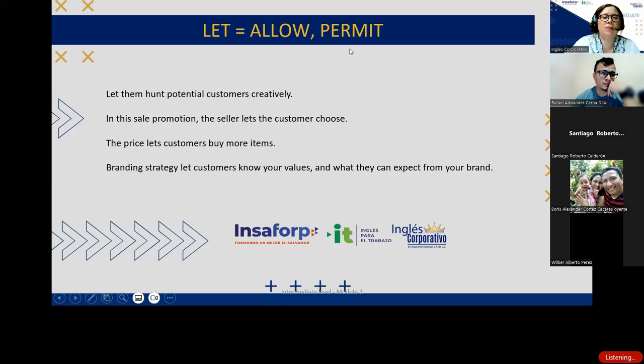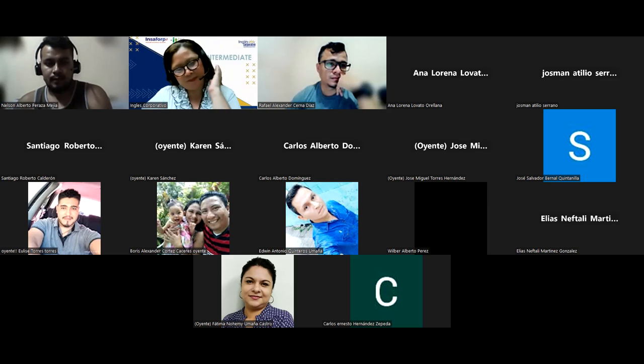Se me extravió. Ah, ok. Liberada, vaya, a ver, más fácil.